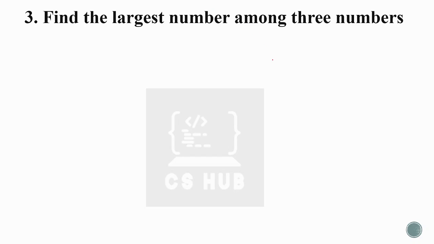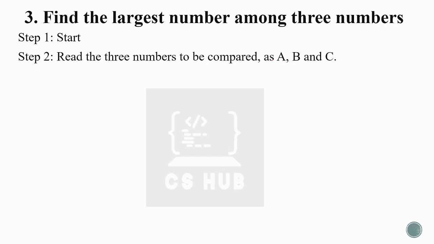Basically, this problem consists of many comparisons, if and then statements. So step 1 is of course start. Step 2, we compare two numbers. First we compare two numbers, then the biggest number is compared with the next number. That is the logic. First of all, we need to read all the values. Read the three numbers to be compared as A, B and C.